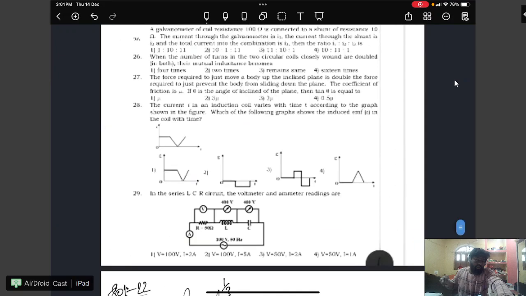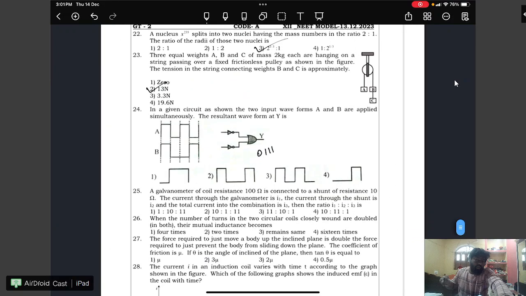Question number 24: what they are saying is, in a given circuit as shown, two input waveforms A and B are applied simultaneously. So the resultant wave of Y is? Now see here. Input of A is 1, 0, 1, 0. For B the input is 1, 0, 0, 1. Right?